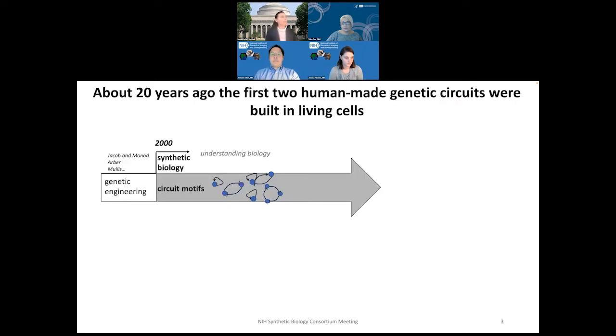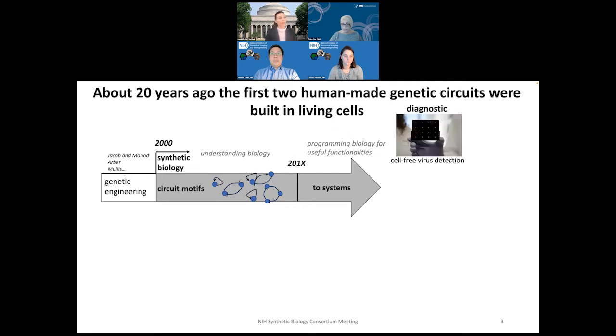So that said, about 20 years ago, the field of synthetic biology was born. Probably most people joining this room know about that. The first two genetic circuits built were a bistable network and an oscillator. And at the very beginning of the field, people were building things to understand biology. But around 2010, there was a transition where people started to program biology for useful functionalities.